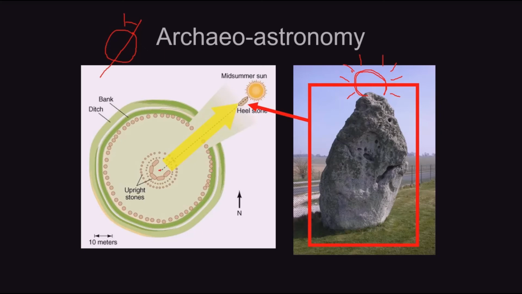The four most important days in the ancient world would have been the equinoxes, where the day and the night are equal length.